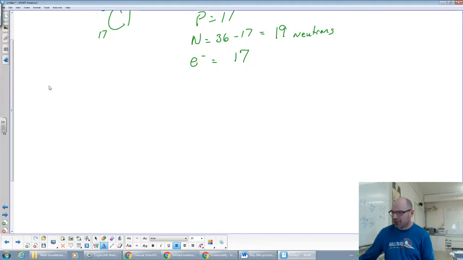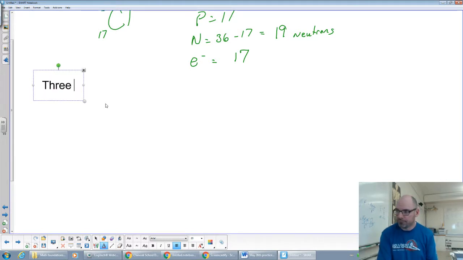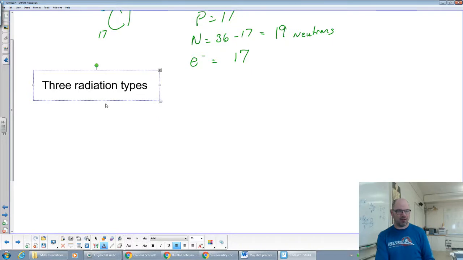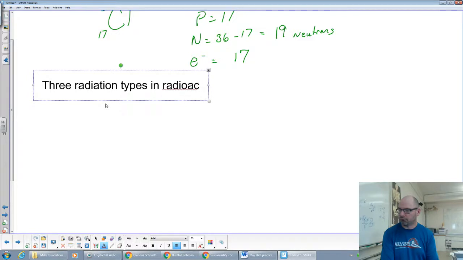So the next little topic here is 3 radiation. Okay, there are more than this now in theory, but we're going to just look at the basic 3 in radioactive decay. Okay, so when something decays radioactively, it releases particles. The first type of decay that we see is called an alpha particle decay.